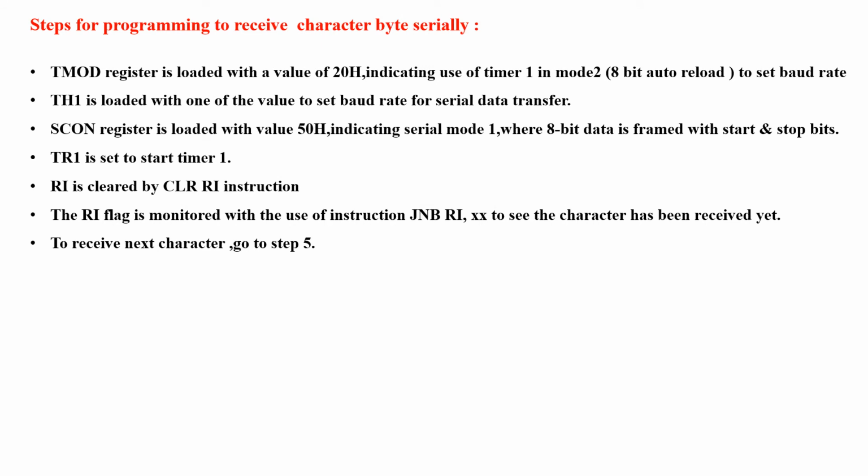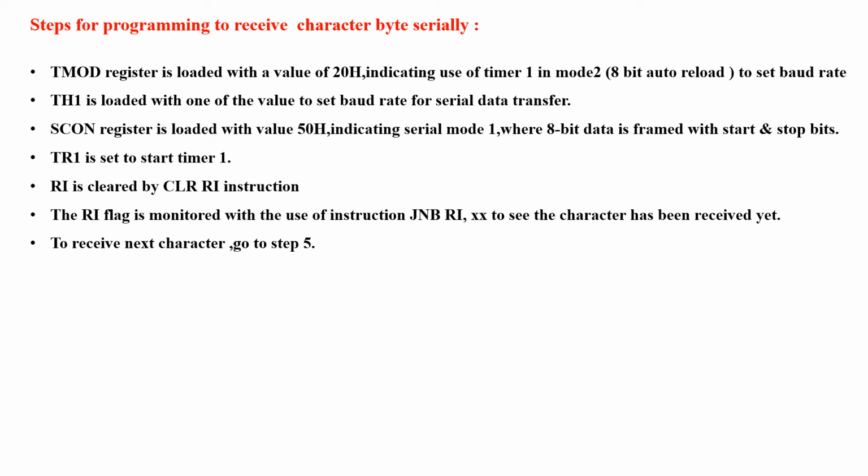Let's see the steps for programming to receive a character byte serially. Again, the TMOD register is loaded with the value 20H, indicating use of timer 1 in mode 2, means 8-bit auto reload. It is used to set the baud rate again. The TH1 register is loaded with one of the values to set the baud rate for serial data transfer. The SCON register is loaded with the value 50H, indicating serial mode 1, where 8-bit data is framed with start and stop bits. Start timer 1.